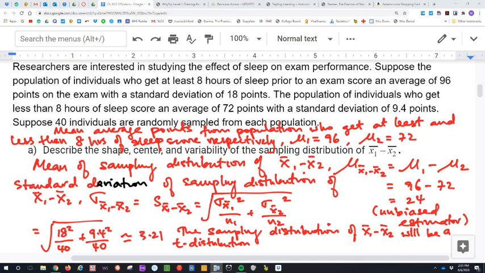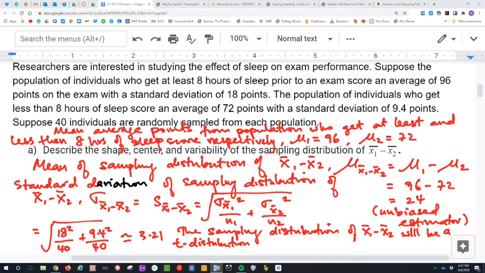So why is it a t distribution? A t distribution is used when your population standard deviation is not given. Then you might ask, well, we know the population standard deviation from group 1, the population with individuals that get at least 8 hours of sleep. We also know the population standard deviation of the second group. So why do you say that we don't know the population standard deviation?